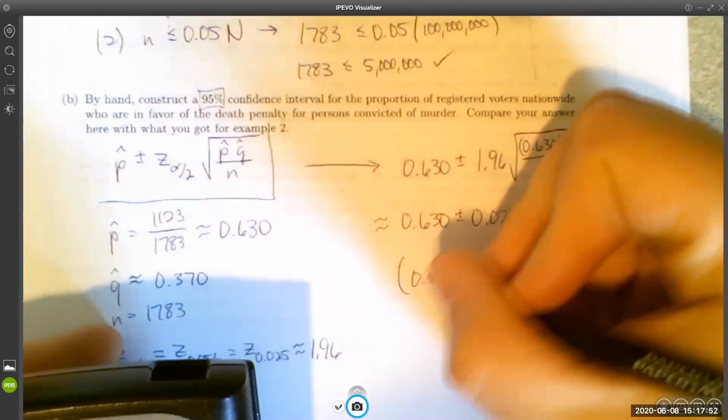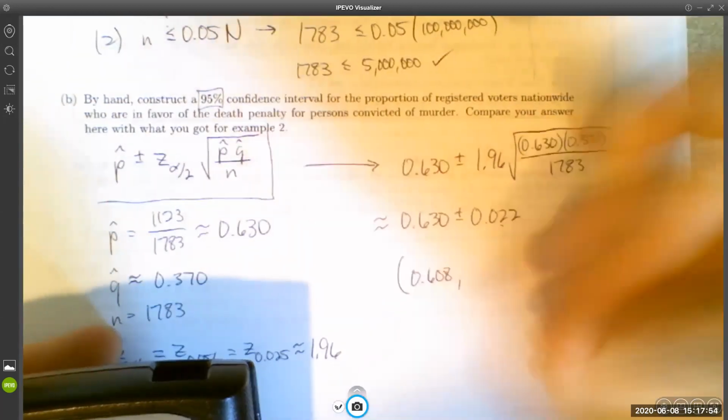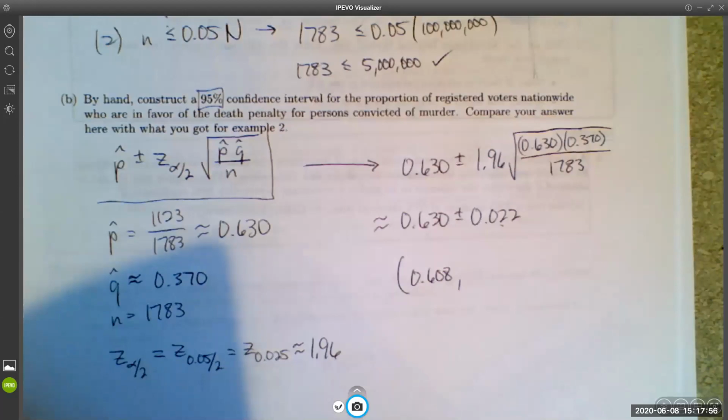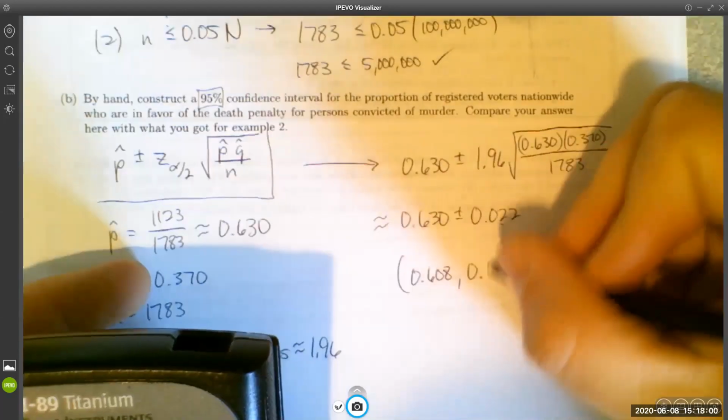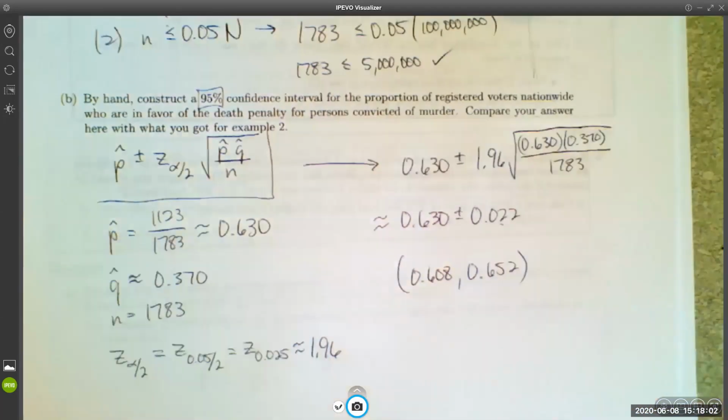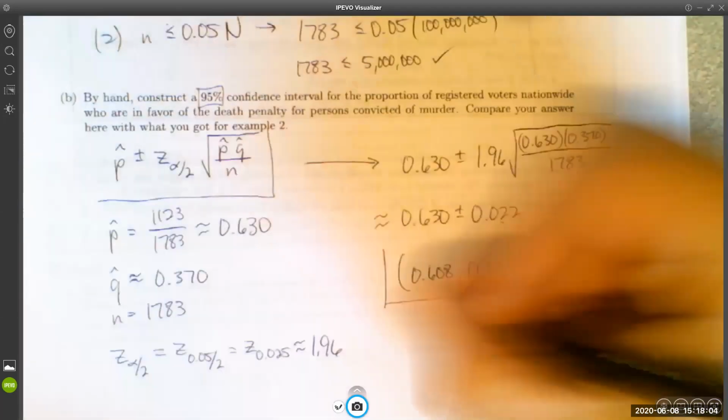That's 0.608. And then if we add, we get 0.63 plus 0.022. And that gives us 0.652. So there's our confidence interval.